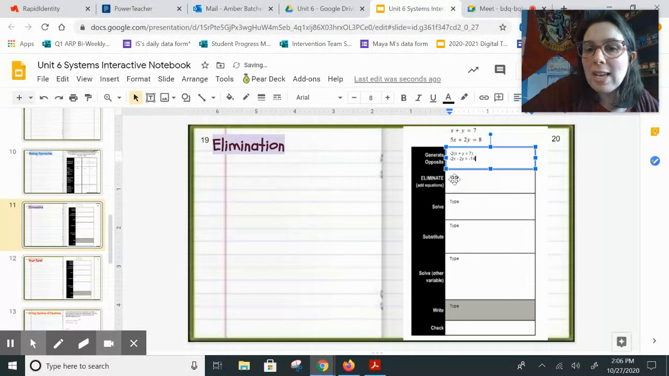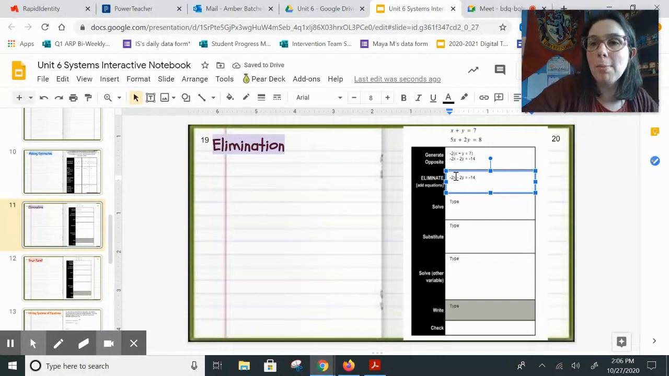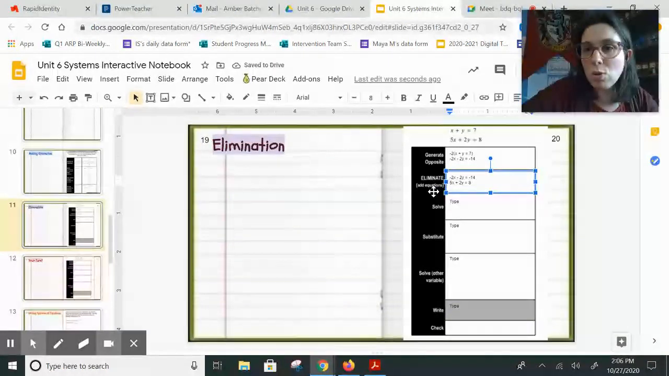So now I can eliminate. Bring that down. Negative 2x minus 2y is negative 14. Bring down the second one because remember it already had a positive 2y. So 5x plus 2y equals 8. So now it says eliminate means to add the equations. So I add literally up and down like you did in elementary school.